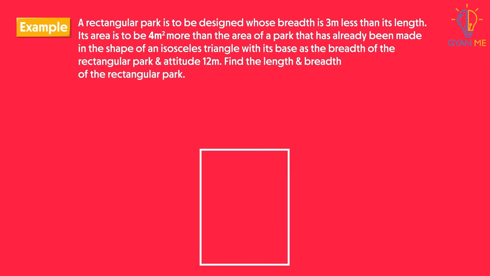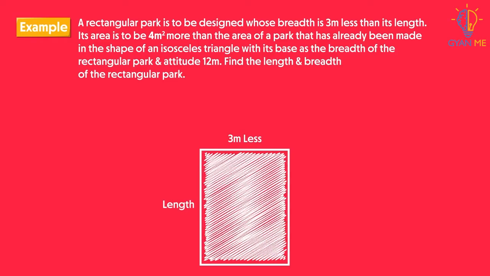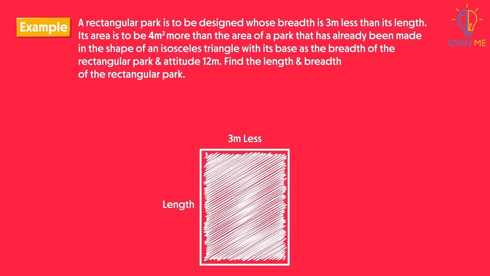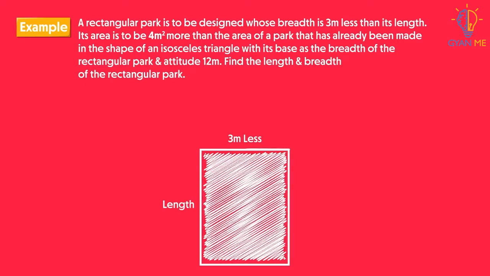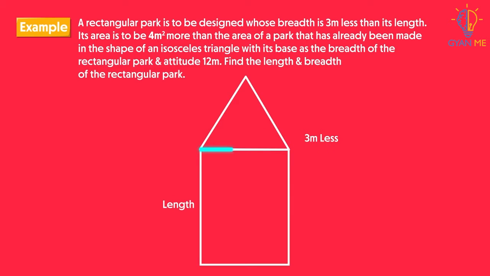For example, a rectangular park is to be designed whose breadth is 3 meters less than its length. Its area is to be 4 meters square more than the area of a park that has already been made in the shape of an isosceles triangle, with its base as the breadth of the rectangular park and altitude of 12 meters. Find the length and the breadth of the rectangular park.